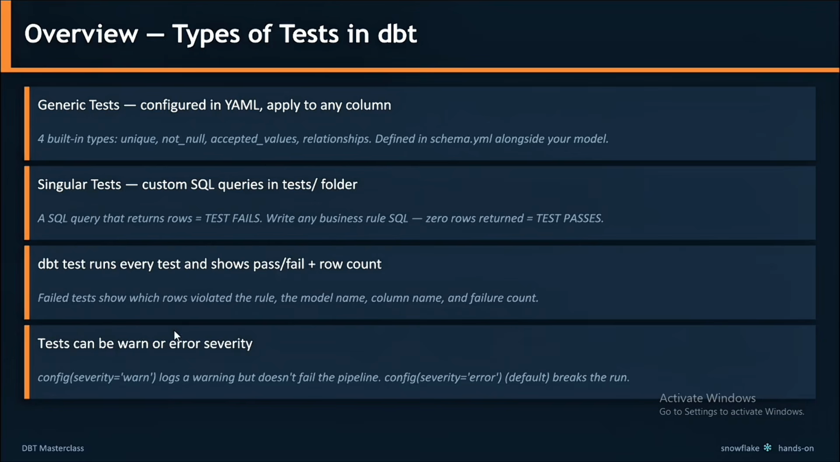Next, test severity gives you control over how failures are handled. By default, all tests are error severity. A failure stops the pipeline, but sometimes you want a softer approach. If you configure severity as warn, a failed test logs a warning in the output, but the pipeline continues. Use warn for non-critical checks as you want visibility on them without breaking production runs. Let's look at how to actually write this test.